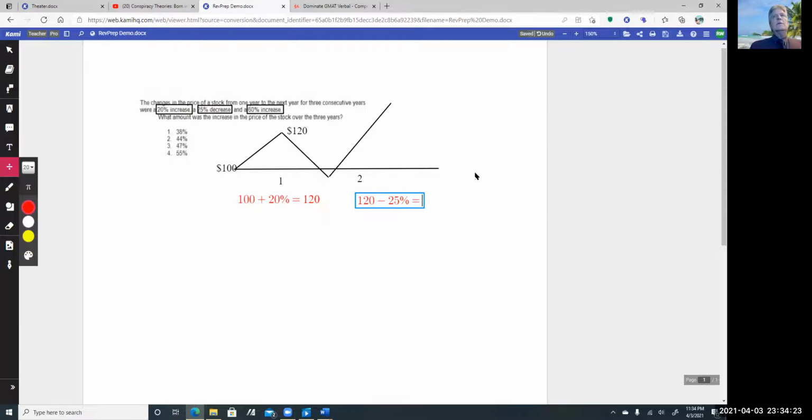And how do we do that? Well, there's 2 ways we can do that. We can take 25% of 120, and let's just do it that way. We're going to take 120. When we do multiplication of a percentage, we're going to use it in the decimal form. So we're going to do 0.25. And that's the same as dividing by 4. So 120 divided by 4 is going to be $30.